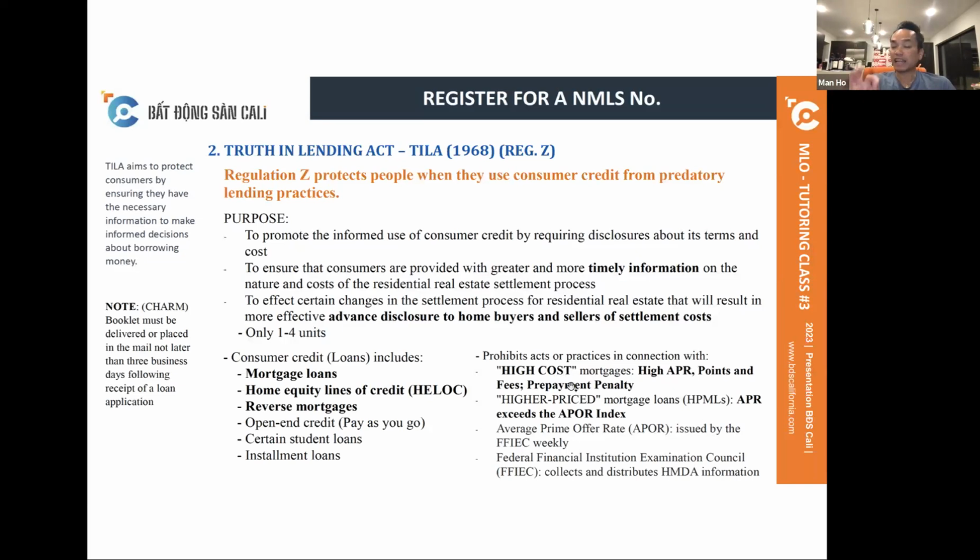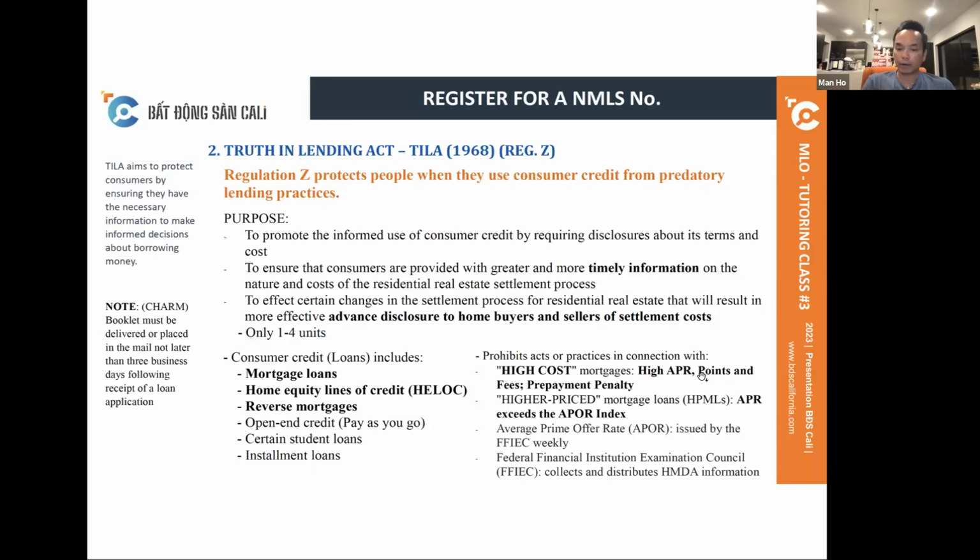Okay, that is what is called high cost, and there is another term called higher priced mortgage loan, HPML. Okay, so you need to understand all this stuff. When they say high cost, you understand what high cost is. High cost means high APR, high points and fees, and penalty.